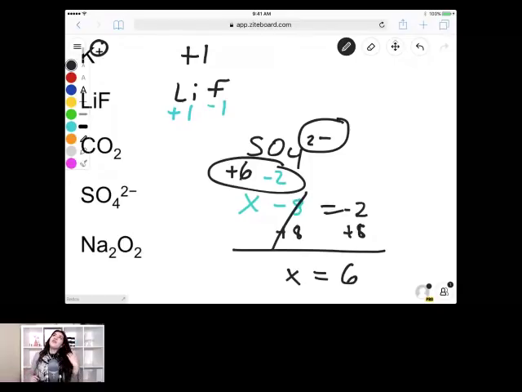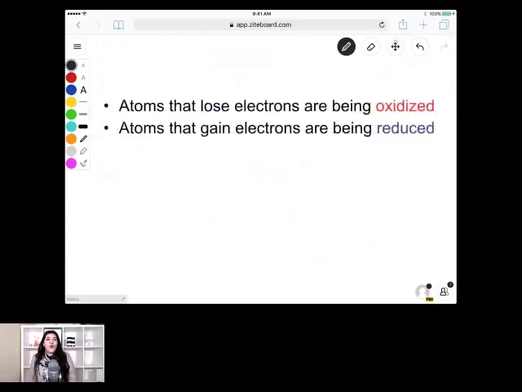So you might have heard this as "oil rig" or "Leo the lion goes grr." There's a lot of different ways to know this and remember this, and if that helps you remember it, then great. I have my own way of remembering this, and it just makes more sense to me personally, and to my students as well.